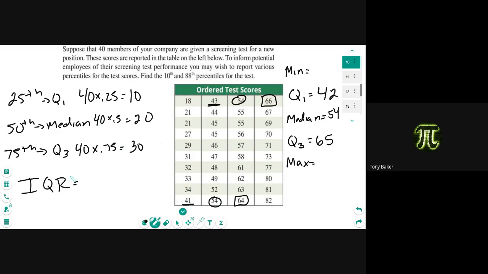You'll never see me write out interquartile range. I will always write it as IQR. Way too long to write. So your interquartile range is the difference between Q3 and Q1. So Q3 minus Q1 is 65 minus 42, which is 23. So my interquartile range is 23.